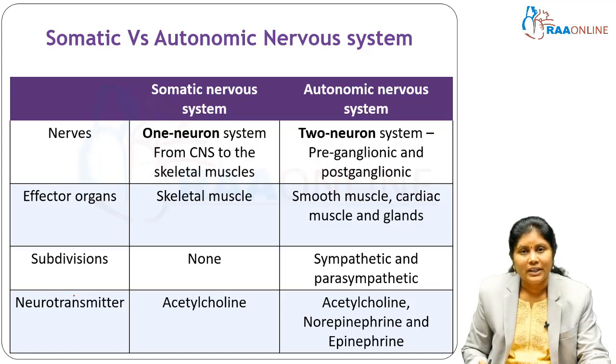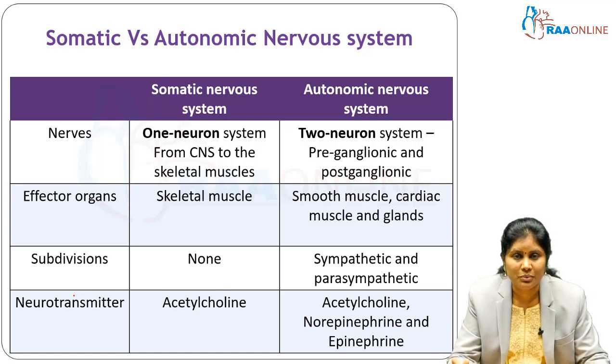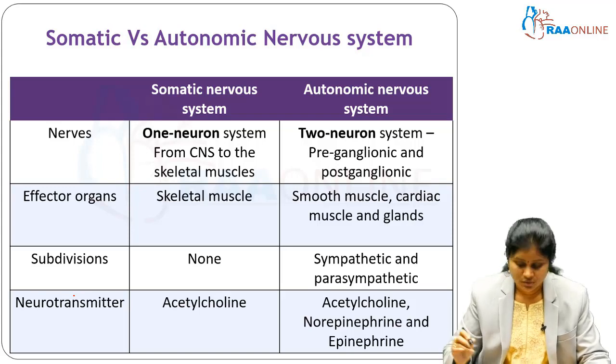Effector organ for the somatic nervous system is the skeletal muscle, whereas for the autonomic nervous system it is a smooth muscle, cardiac muscle or glands. There are no subdivisions in somatic nervous system, whereas autonomic nervous system has got two different subdivisions, that is sympathetic nervous system as well as parasympathetic nervous system. Both are different in functions. The neurotransmitter in the somatic nervous system is the acetylcholine. Okay, whereas here the neurotransmitters are either acetylcholine or norepinephrine, or sometimes epinephrine is also seen.